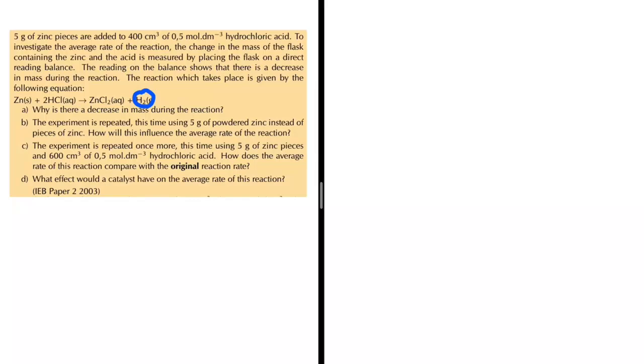The experiment is repeated, this time using 5 gram of powdered zinc instead of pieces of zinc. How will this influence the rate of the reaction? Another conceptual question. Obviously, the rate of reaction is going to increase if we use powdered zinc instead of pieces. Why? Collision theory. We talked about this. If you use powder instead of pieces, you increase the surface area. So there is more number of moles that are exposed and ready to react.